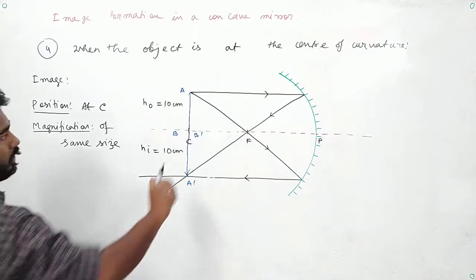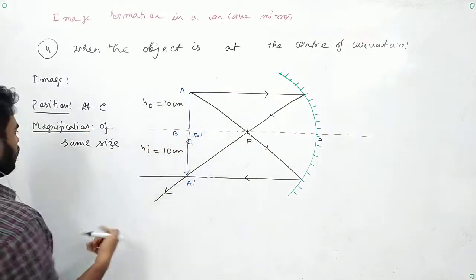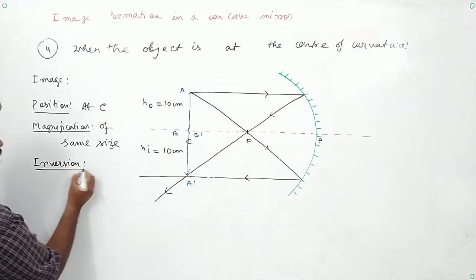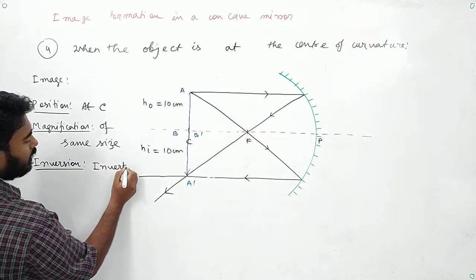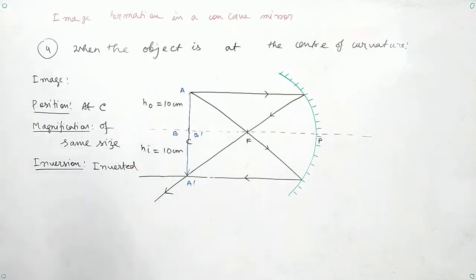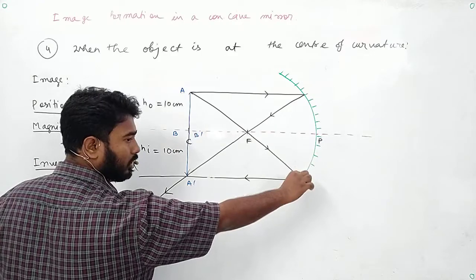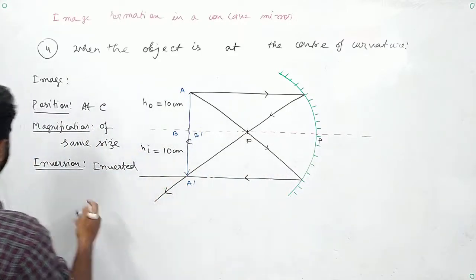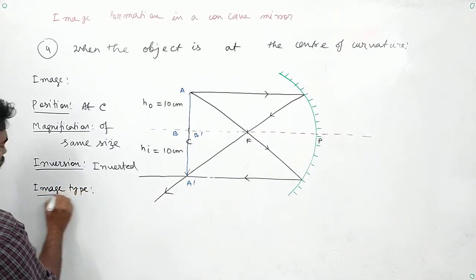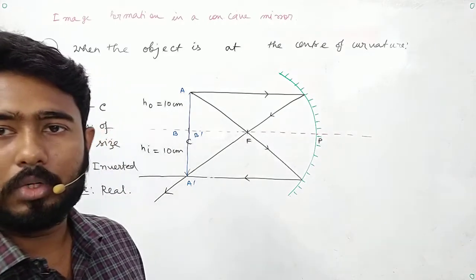Now see, this is the object. After reflection it got inverted. So inversion, yes, it is inverted. And last thing, the rays of light actually met after reflection. So image type will be real. Okay, all of you write this one.